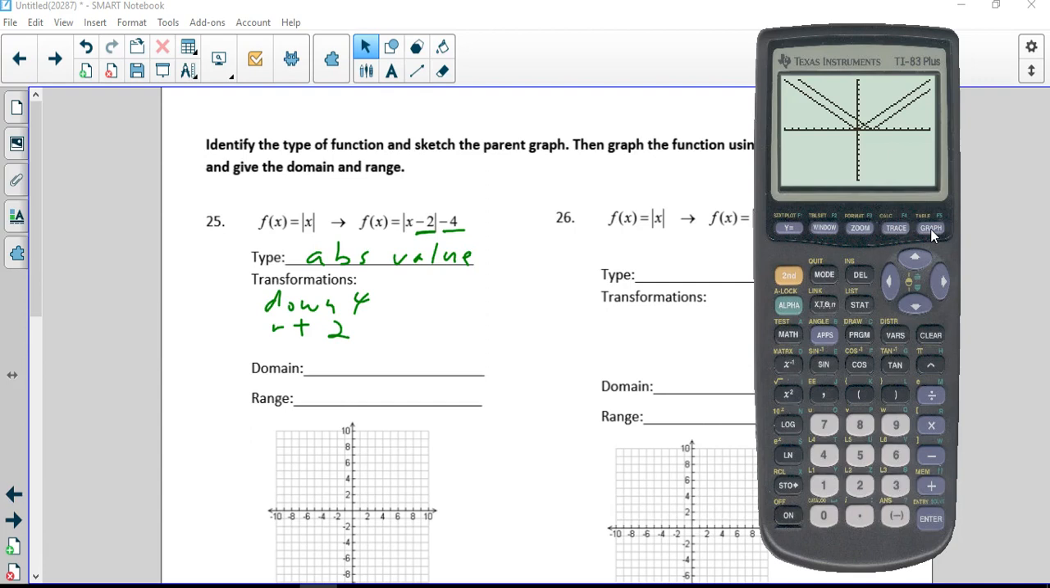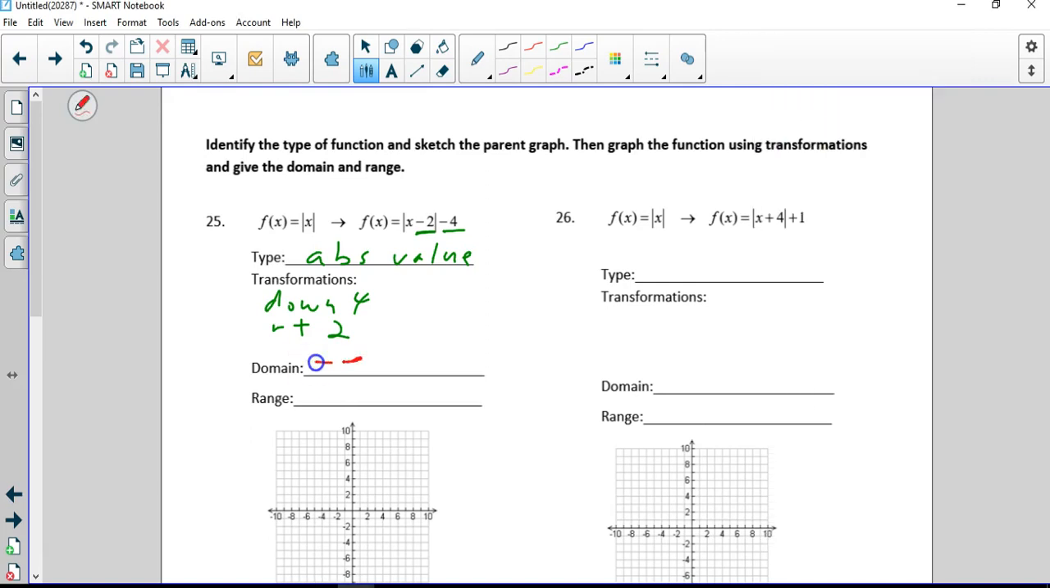Now, look at that. The domain is still left and right forever. And the range is still the same. Okay? It's going down as low as 0 and up to infinity. So your domain is negative infinity to positive infinity. And your range is 0 inclusive, bracket, up to positive infinity.